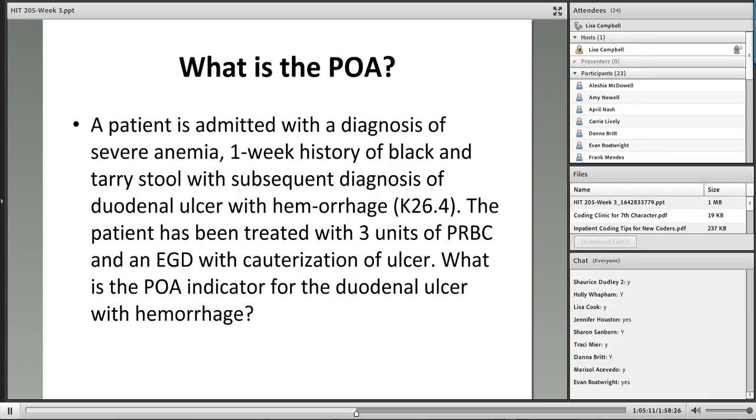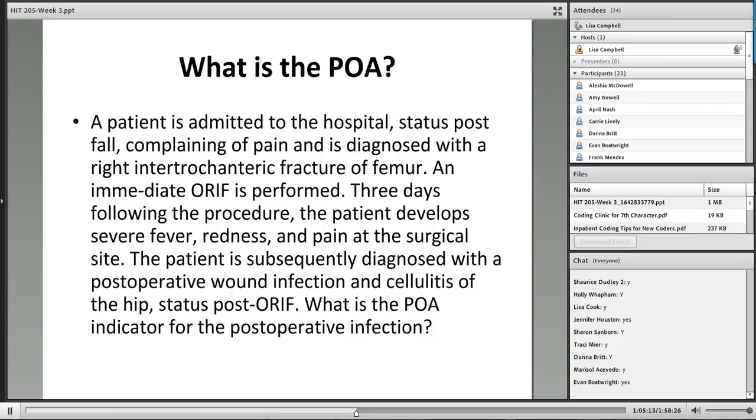Okay, you guys are correct. It is yes. Patient is admitted to the hospital, status post-fall, complaining of pain, and is diagnosed with a right intertrochanteric fracture of the femur. An immediate open reduction internal fixation is performed. 3 days following the procedure, the patient develops fever, redness, pain at the surgical site, diagnosed with the post-op infection, cellulitis of the hip, status post. What is the POA indicator for the post-op infection?